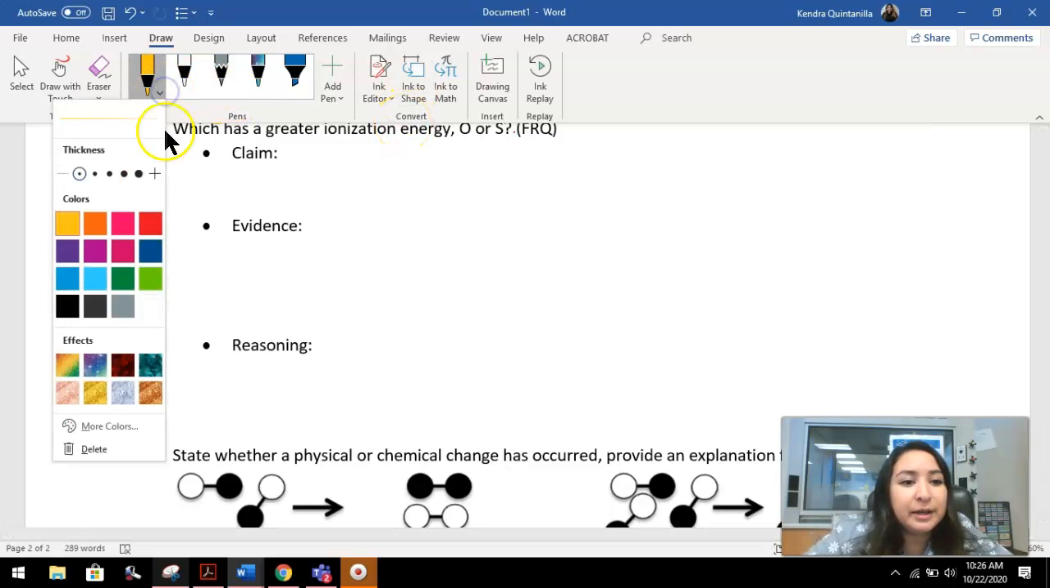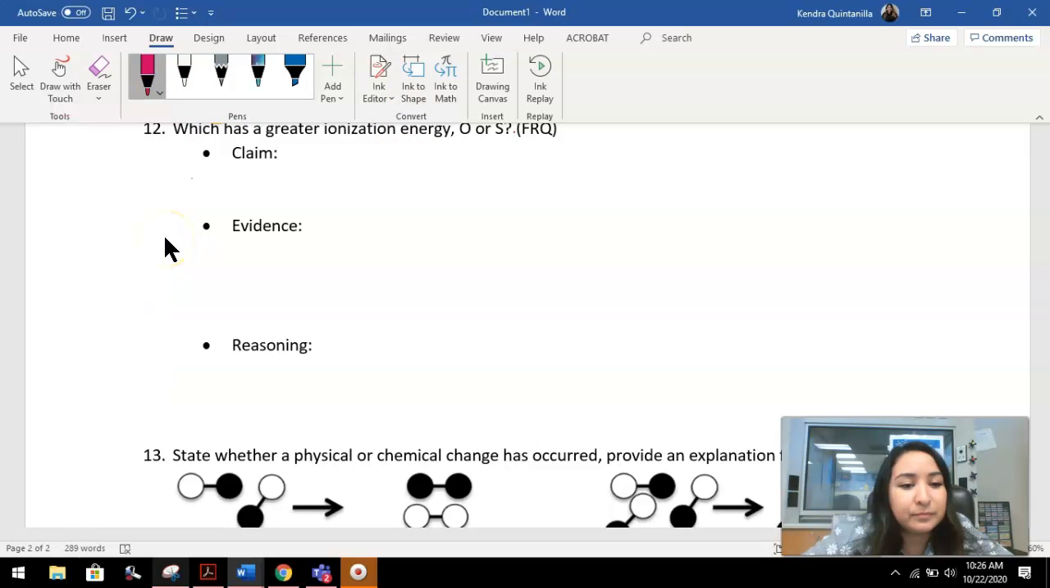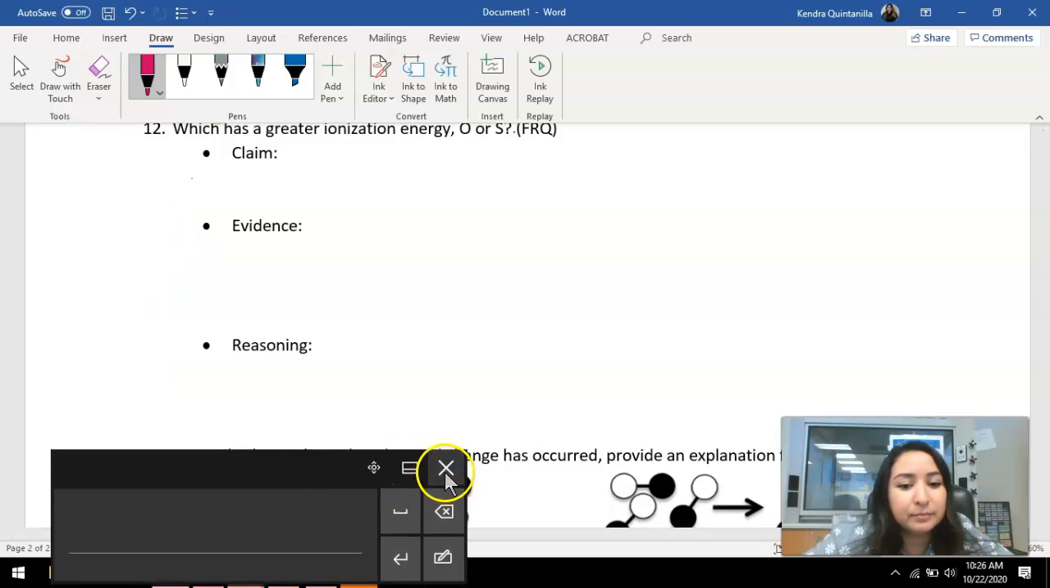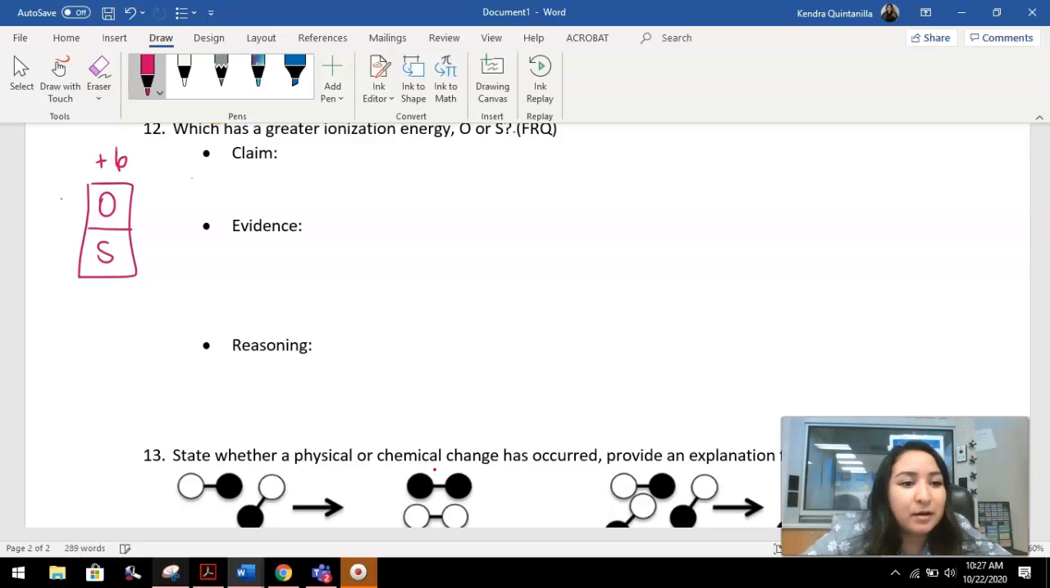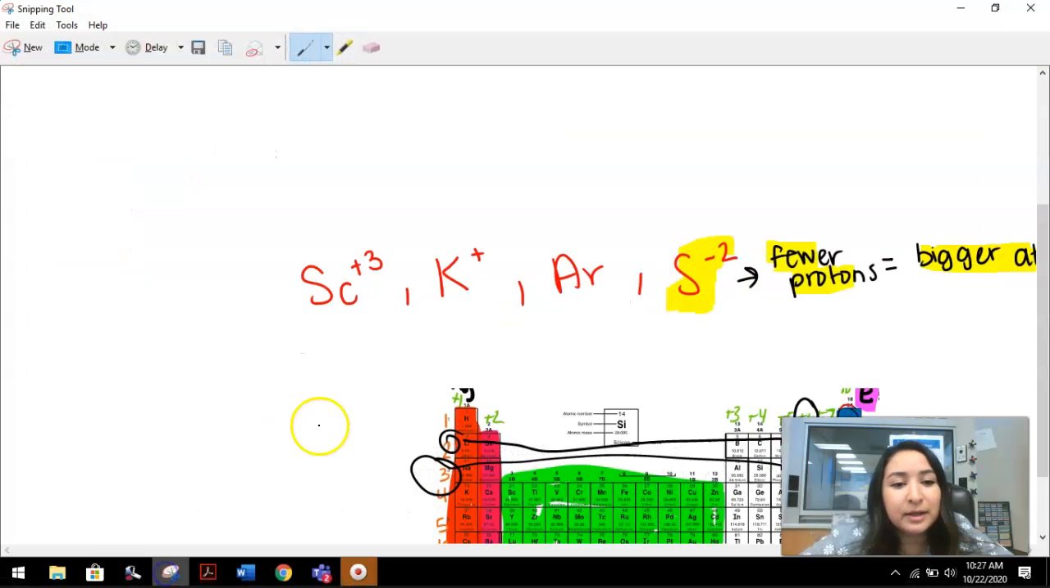So if we were looking at them on the periodic table, oxygen is about right here and sulfur is right below it. They both have an effective nuclear charge of 6. Oxygen was on energy level 2, sulfur was on energy level 3. This is where they are on the periodic table. So let's go ahead and state our claim. First, we have to remember where the ionization energy trend is located. Think of the E in energy.